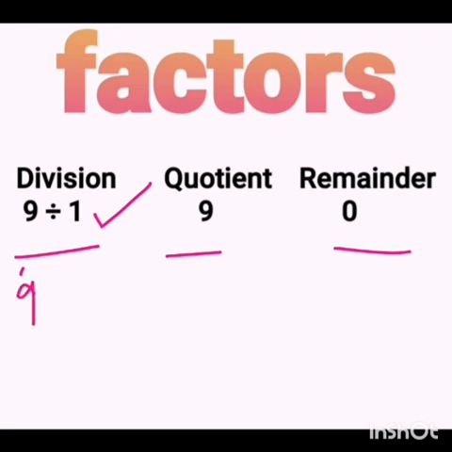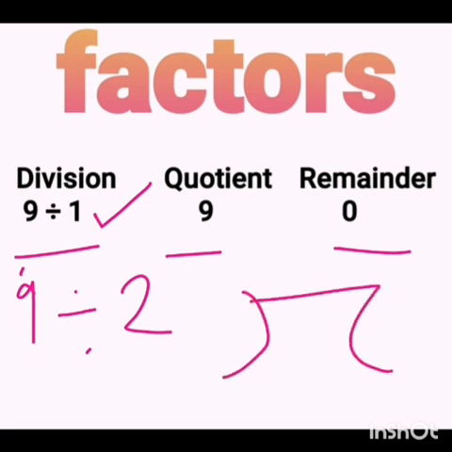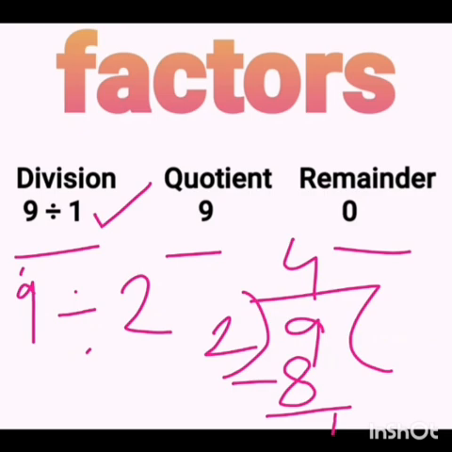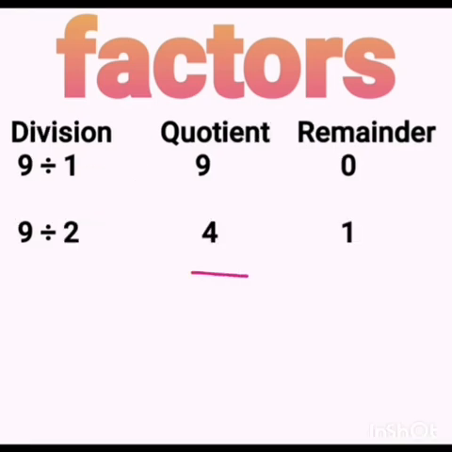Now if I divide 9 by 2, how many times does 2 go into 9? 4 times, right? 2 into 4 is 8, and I subtract this to get remainder 1. So the quotient is 4 and the remainder is 1. So 2 is not a factor of 9, right?